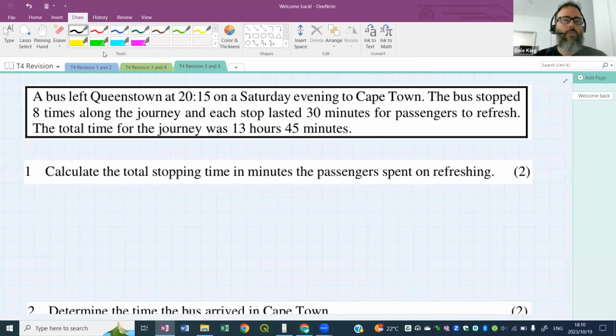Here comes the first question. Calculate the total stopping time in minutes the passengers spent on refreshing. Calculate the total stopping time, and please note they want this in minute format. That shouldn't take you too long to do. It's 2 marks, nice and easy. So you guys do that one. It'll take you a couple of minutes.